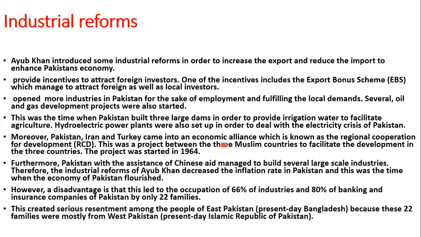And they made an economic alliance, and they developed Regional Cooperation for Development, RCD. They developed a Tanzim, a project between three Muslim countries to facilitate development. This RCD started in 1964. Furthermore, Pakistan, with the assistance of Chinese aid, managed to build several large-scale industries.